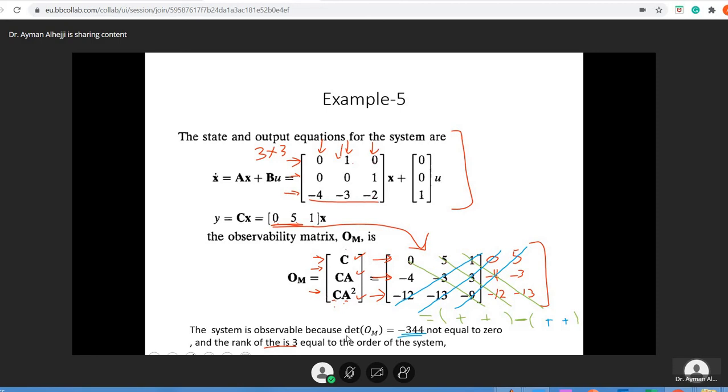Once we find that the determinant is not equal to 0, we can say the system is observable. So this system is observable because the determinant does not equal 0. Clear? Mina? Yes, yes. I need to hear from more than one. Clear. Yes, Doctor. Okay.